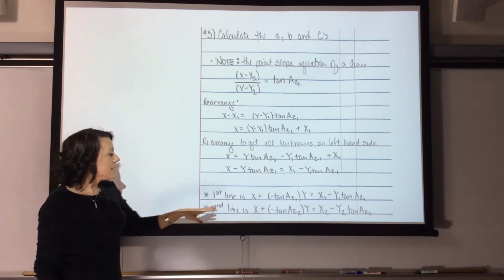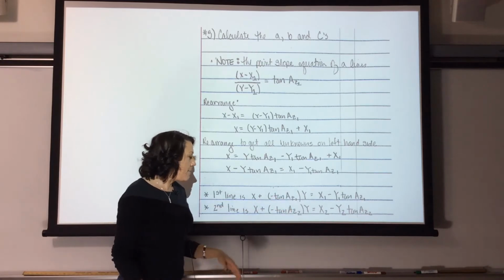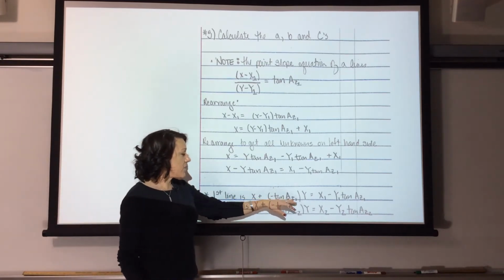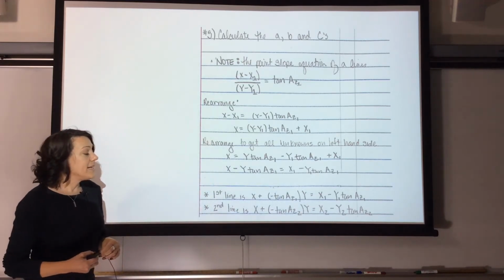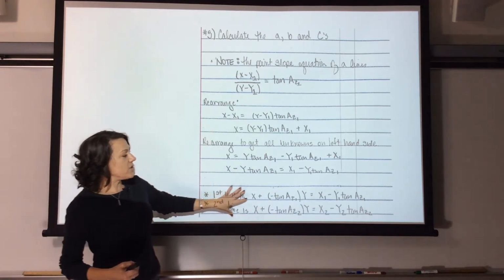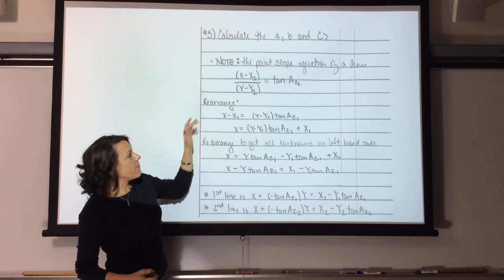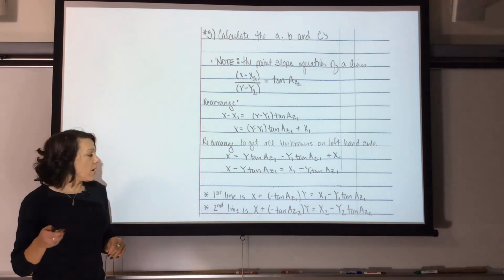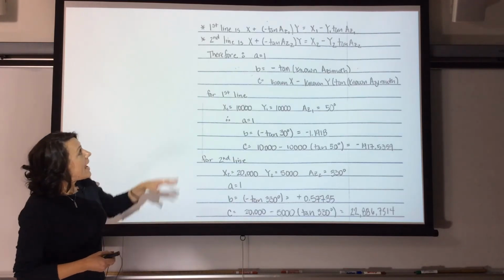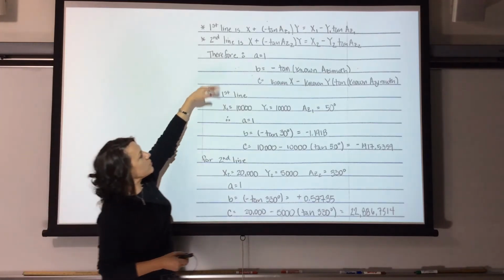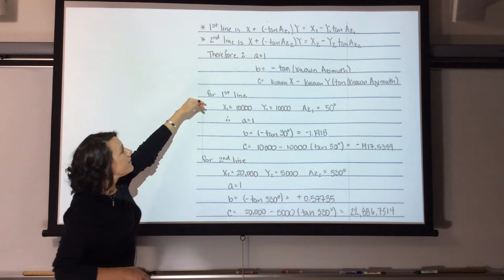So the first line says it's x minus tangent azimuth of 1 times y is equal to x1 minus y1 tangent of the azimuth. All of this is just rewriting the equations from the point slope form. All right. Now, by doing it this way, we can take a look at this, and all I did was move this down so you can still have it.